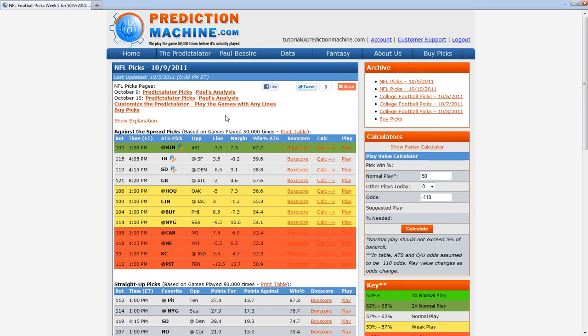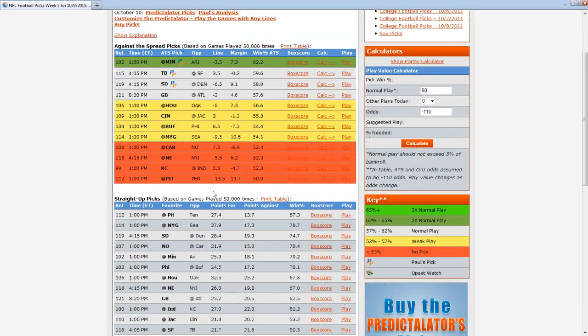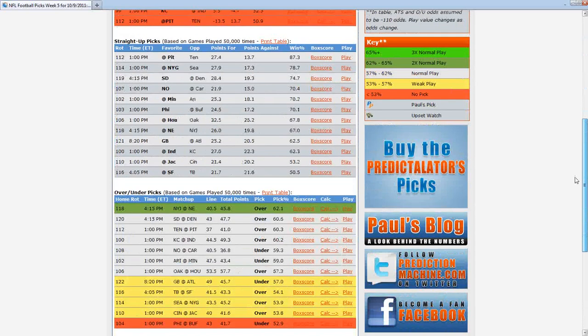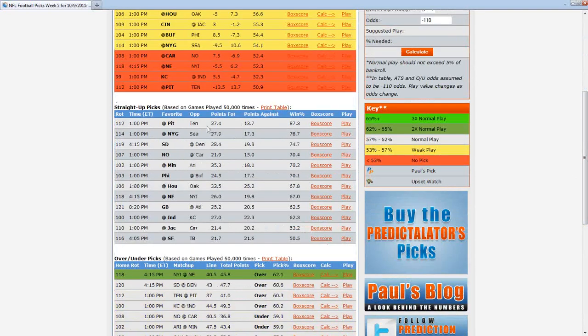In this example, you'll see the results of playing the game 50,000 times before it's actually played. There are 3 tables: the straight-up tables, as you can see in the middle here, the against the spread tables, which I'm sure are of great interest, and of course the over-under tables, which provide the third table. As an example, the results of the straight-up tables show exactly what's most likely to happen. The game at Pittsburgh between Tennessee and the Steelers should be about a 27-14 game where Pittsburgh in 50,000 simulations wins 87.3% of the time.